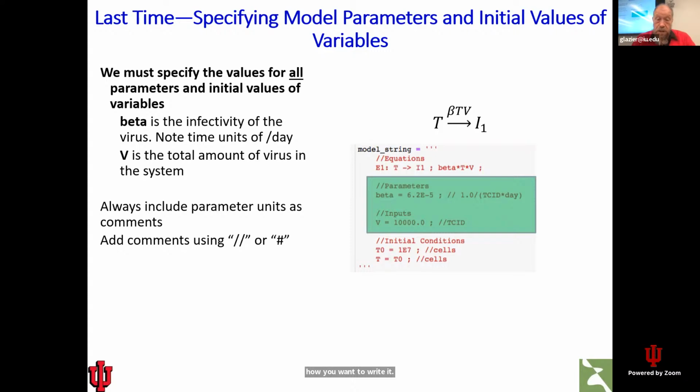All parameter values need to be specified. Tellurium will croak if you don't specify the parameter values. I recommend commenting and giving the units of the parameters and a comment about what they mean. Variables don't need to be specified. If you don't specify them, they'll be given 0 initial values, but it's always good practice to give the initial values and also, again, their units and a comment on what they mean.